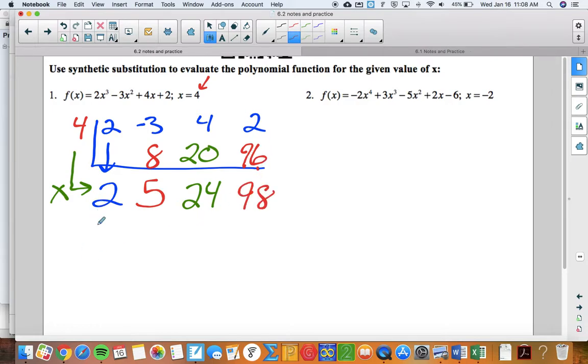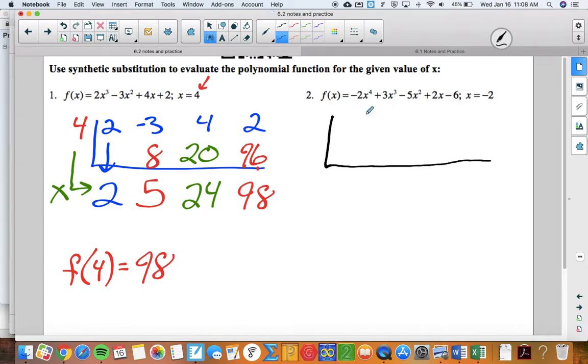The crazy thing is, if you would have done f of 4, evaluate the function when x is 4, and done the substitution that we just did earlier in your calculator, you would get 98. Isn't that crazy? All right, let's try this next one. Maybe I won't use all the different colors. Maybe that's kind of goofy.